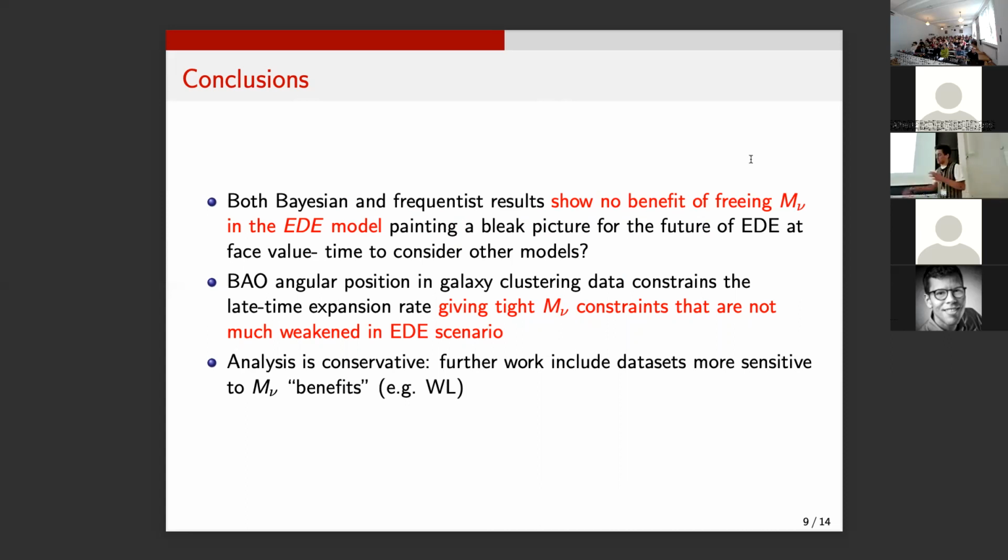A lot of papers have been written recently, maybe some saying that early dark energy is a great model, but we haven't been able to solve the problems of this by freeing up the neutrino mass. We've confirmed that the angular position is very constraining for neutrino masses, but one caveat to all of this is that this analysis is kind of conservative in the sense that our BOSS galaxy clustering data set had a lot of nuisance parameters, and a lot of the clustering information is washed out by this. So we don't really see the benefits of raising neutrino mass in this model. So it might be interesting to do some further work where you include some weak lensing data. Yeah, that's all from me. Thank you very much.